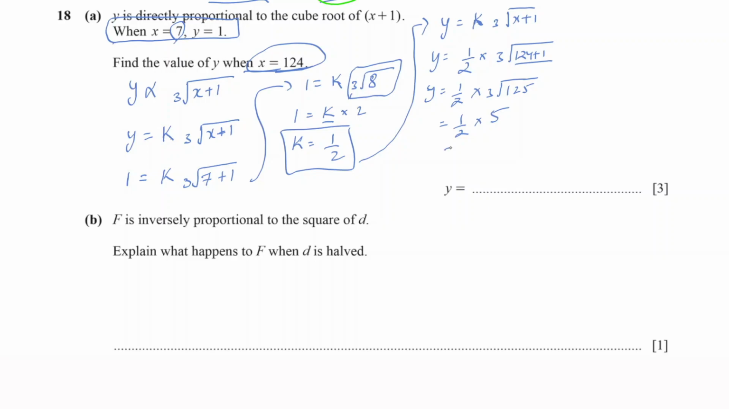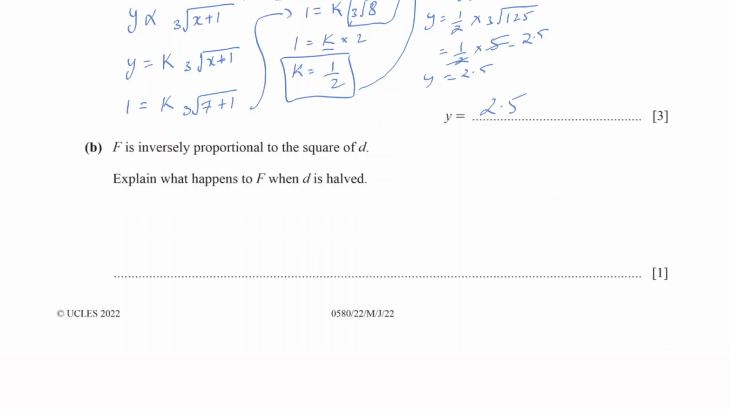So half of 5 by 2 is 2.5, right? The value of y is 2.5. This is how we have to solve this question. So let's move on. Part B.